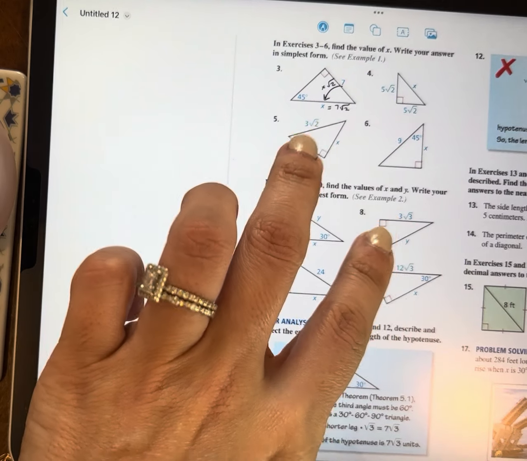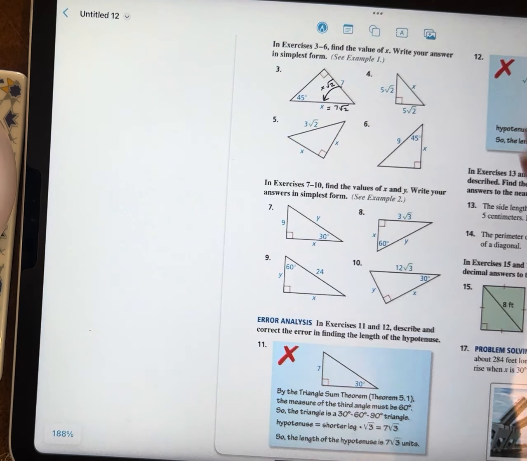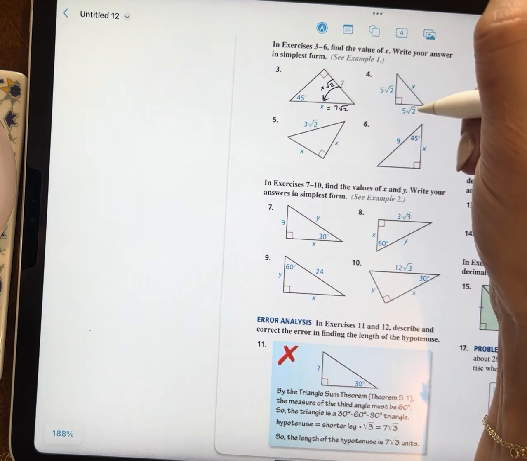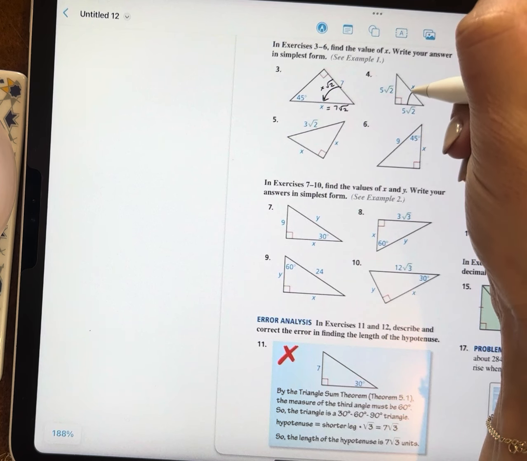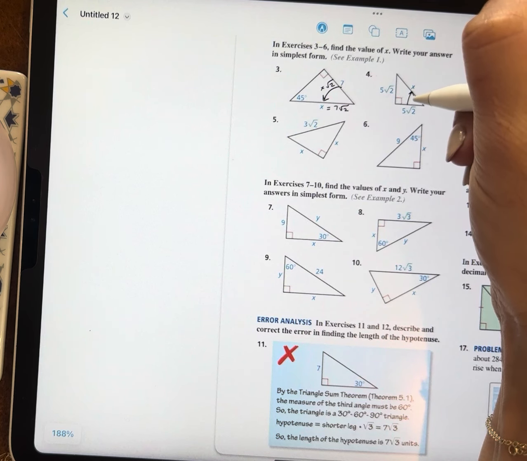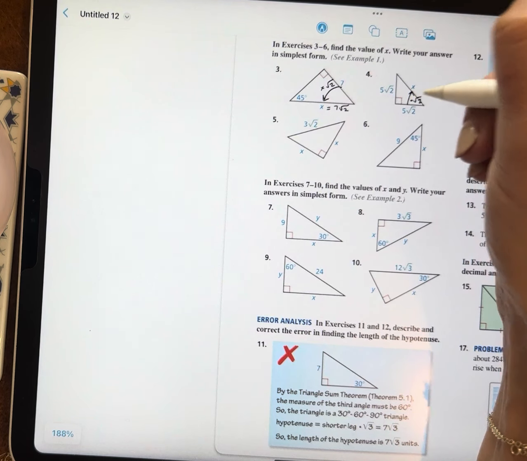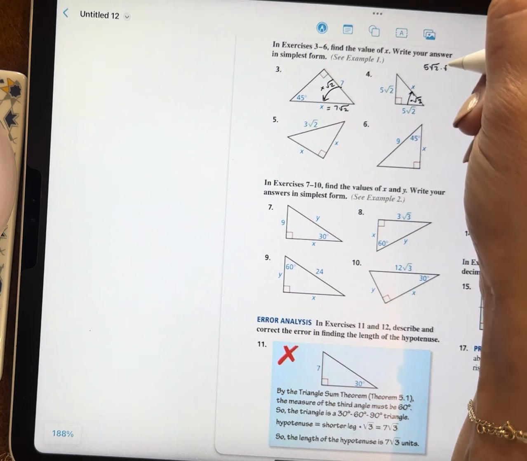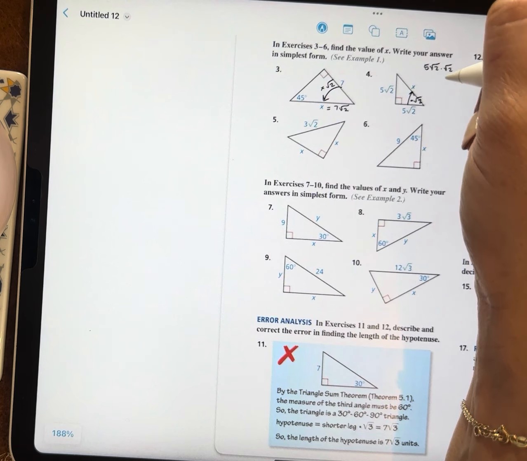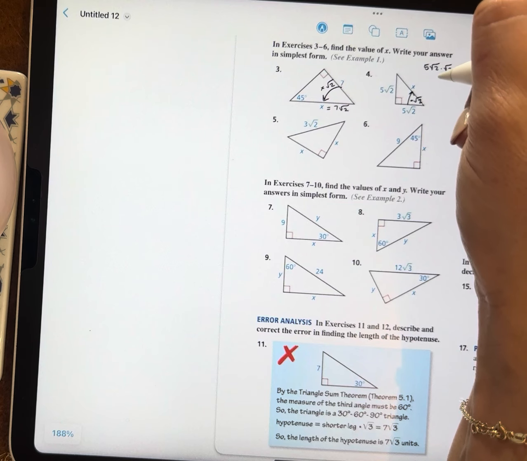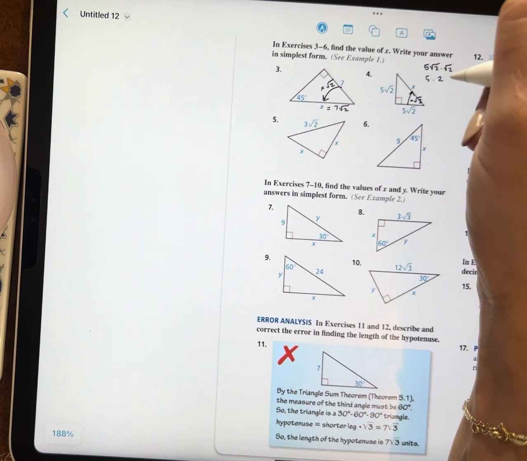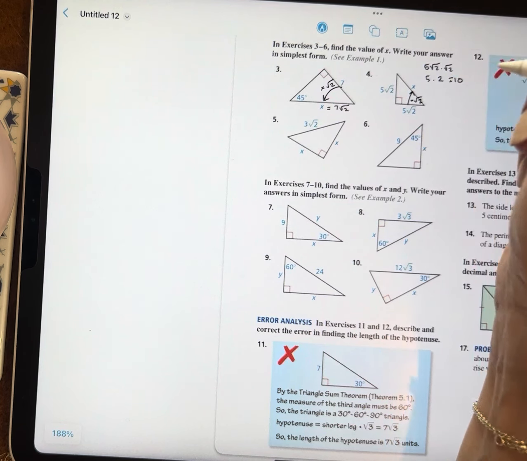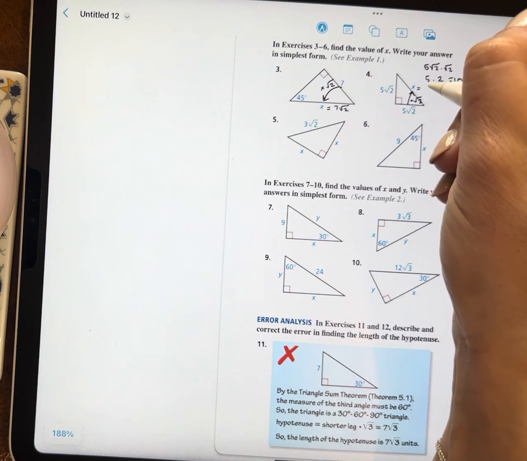Number 4. Again, we've got a leg, 5 rad 2. So to go to the hypotenuse, we multiply by radical 2. So I must take 5 radical 2 and multiply it by radical 2. 5 rad 2 times rad 2. Rad 2 times rad 2 is 2, times 5 is 10. X is 10.